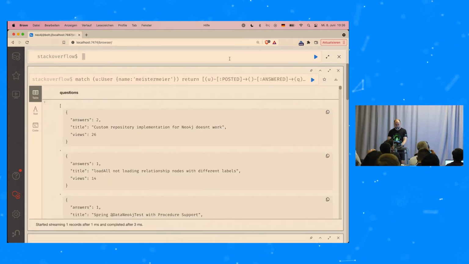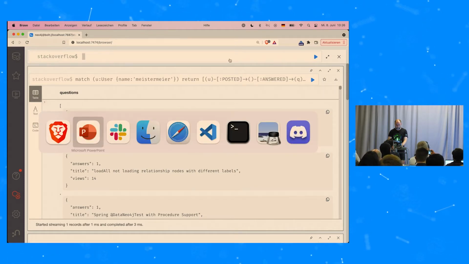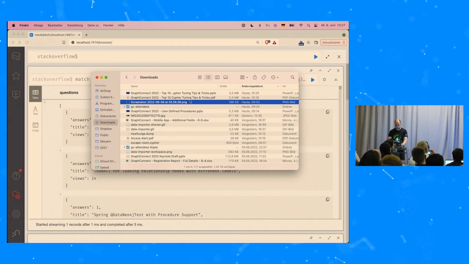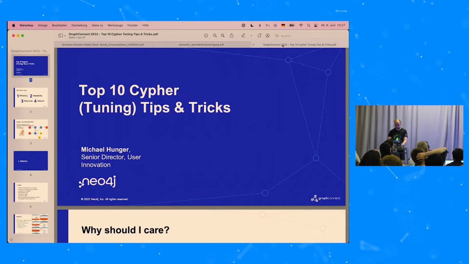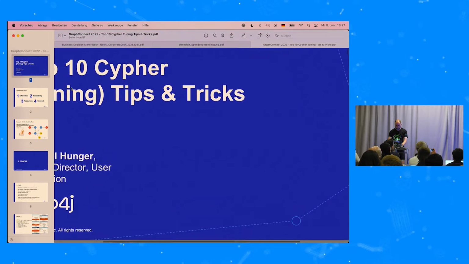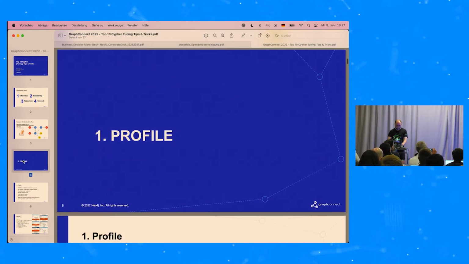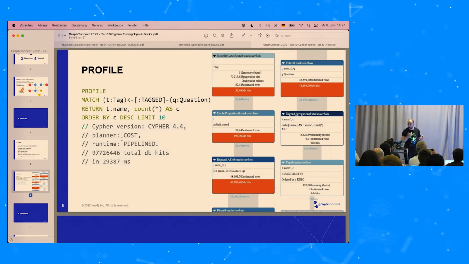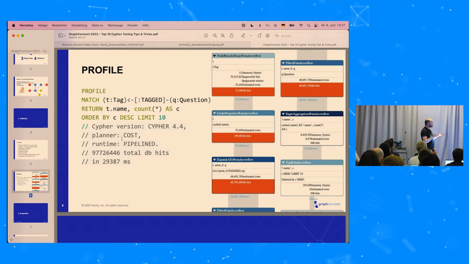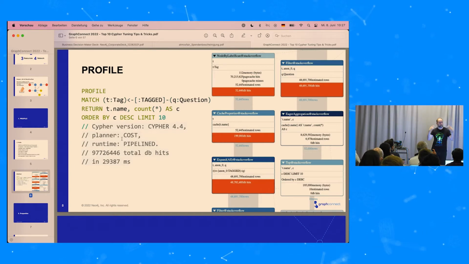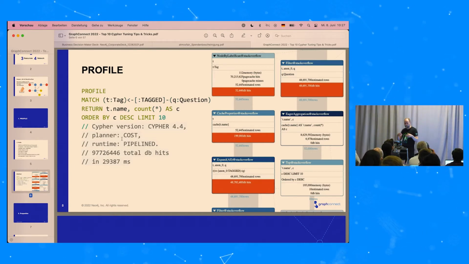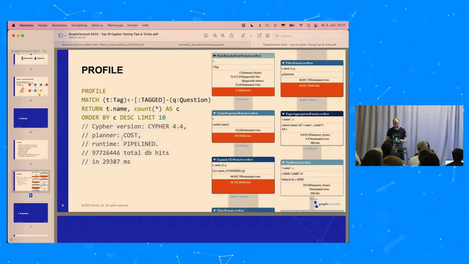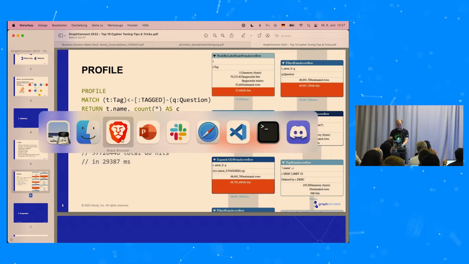So if you're going to write a query like this one, the question here is, what is the number of questions that a tag has? Stack Overflow has a lot of tags, so which are the tags that have the most questions? The simple version that you would write is something like this. So let's just type this out real quick.